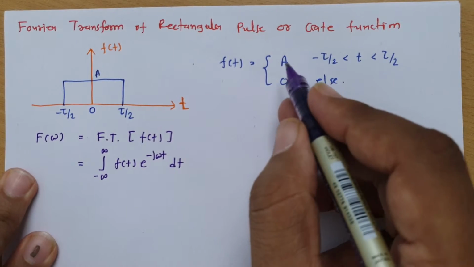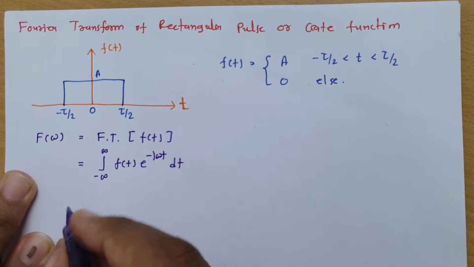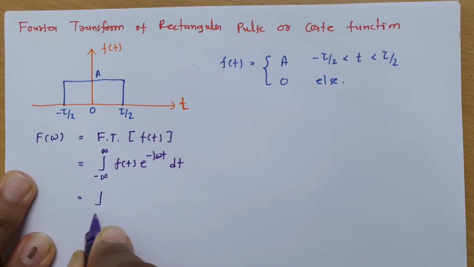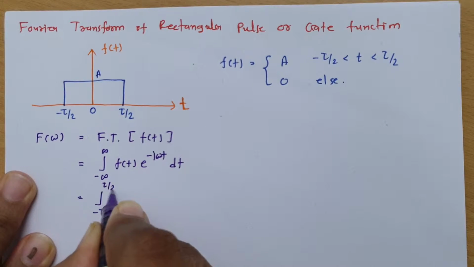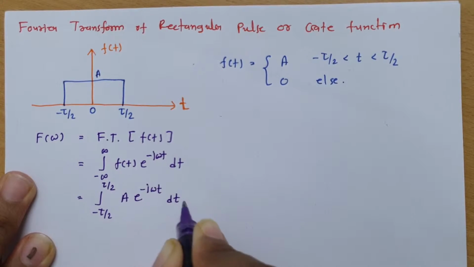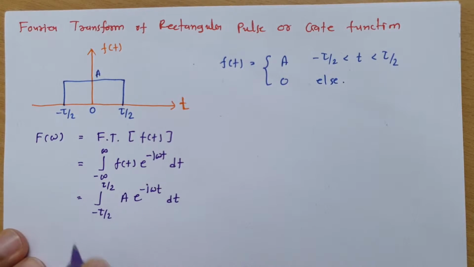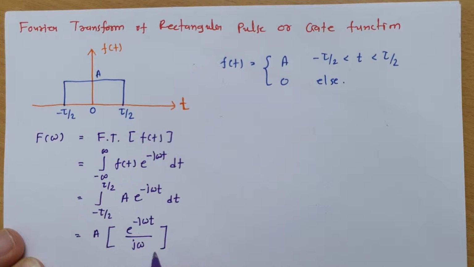And as we have defined this function, so that is having amplitude a in between -τ/2 to τ/2, so this limit will change. So now this limit will be -τ/2 to τ/2 with amplitude a e to the power minus j omega t dt. So that is how we have function where a is constant and integration of e to the power minus j omega t, that is e to the power minus j omega t divided by minus j omega, where t varies from -τ/2 to τ/2.